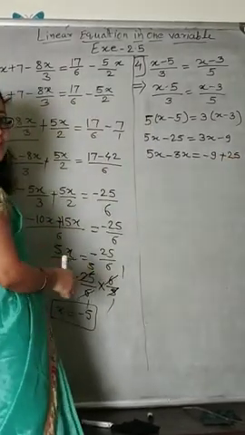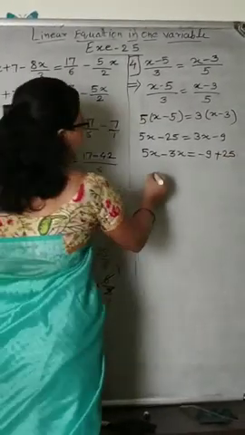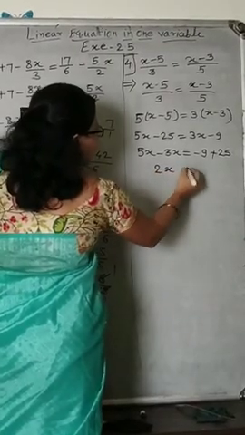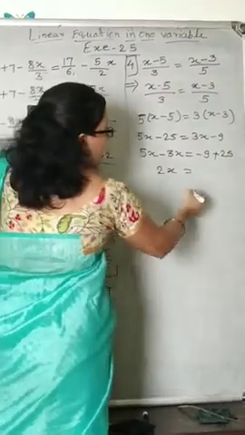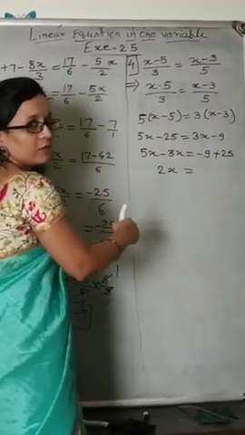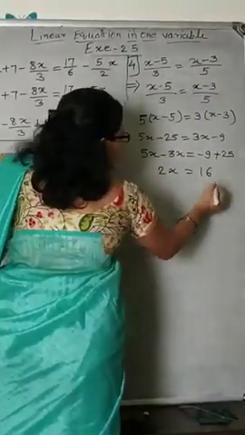Then here what will come? 5 minus 3x, it will come 2x. Here will come the 2x. And there minus 9 plus 25, it will come 16. And the bigger number's sign, that's why it will come plus. Here will come plus 16.